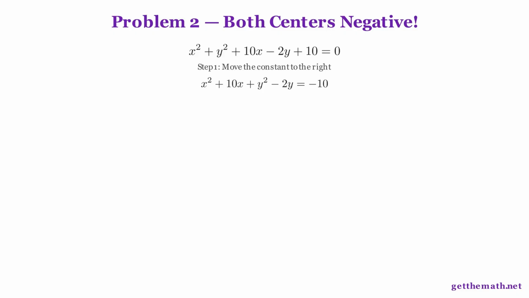Step 2, complete the square for x, 10 divided by 2 is 5. 5 squared is 25. Add 25 to both sides. x squared plus 10x plus 25 factors into (x plus 5) squared.